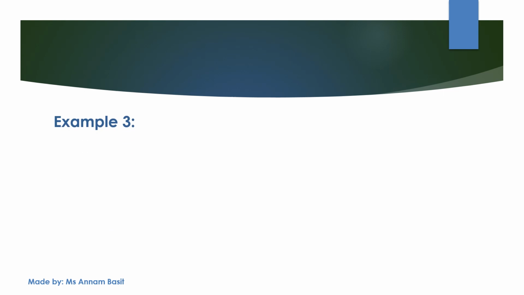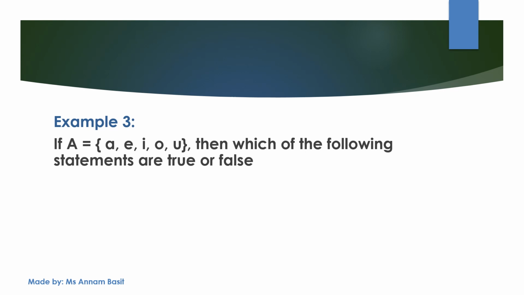In example number 3, the question states that if A is equal to {a, e, i, o, u}, then which of the following statements are true or false? By looking at the elements, you may recognize them as the vowels in the English alphabet.